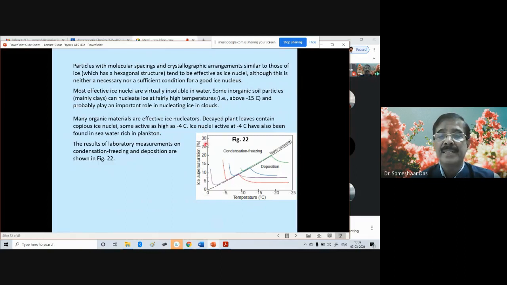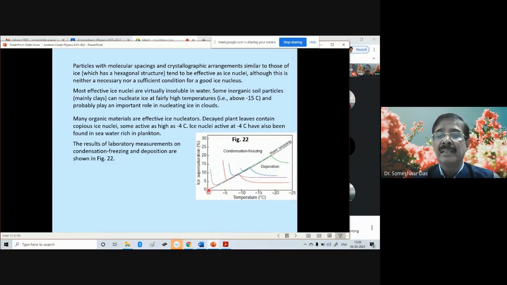Okay, on the y-axis we have the ice supersaturation in terms of percentage: 5% above saturation, 10% above saturation, and so on, up to 30% above saturation, that is supersaturation, right? This is for different temperatures: minus 5, minus 10, and so on, down to minus 25 degrees centigrade.